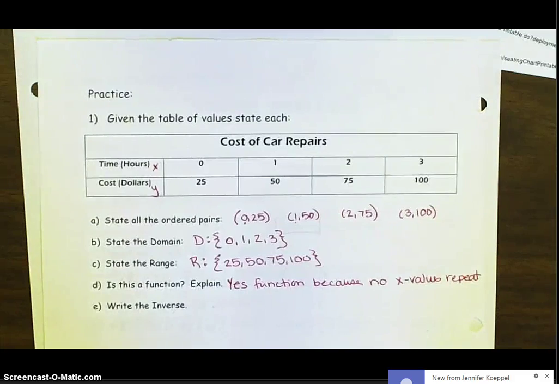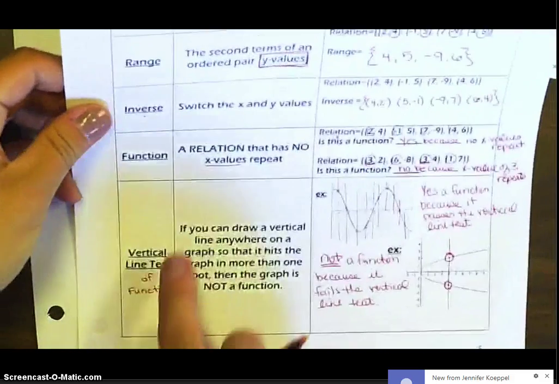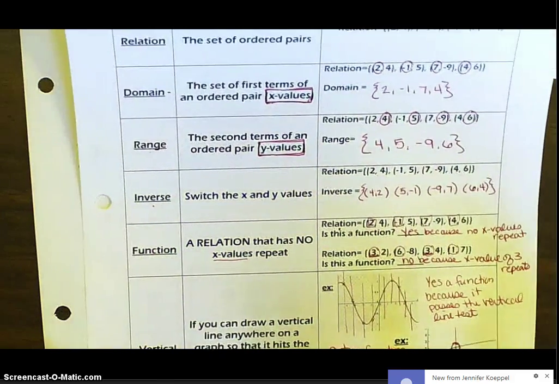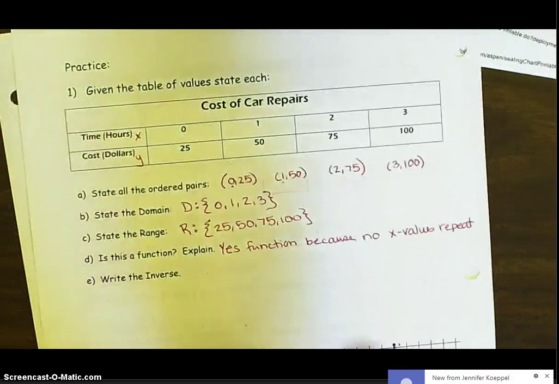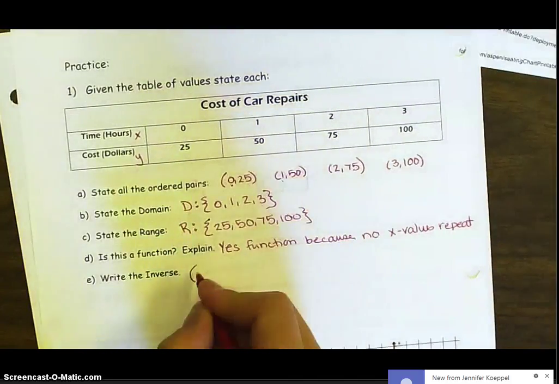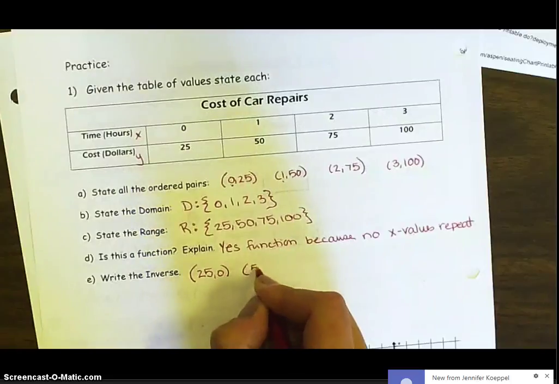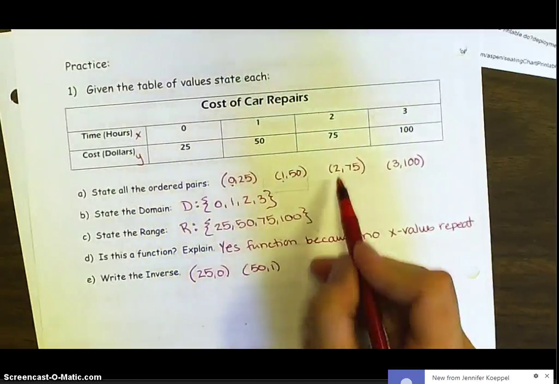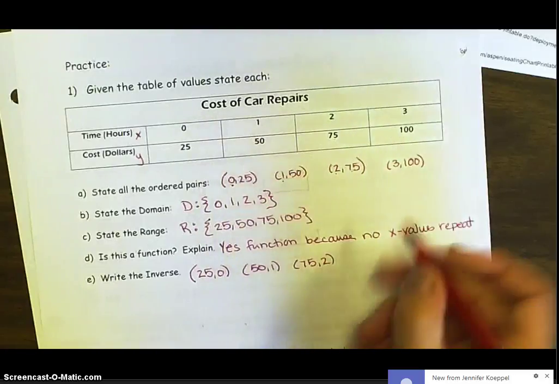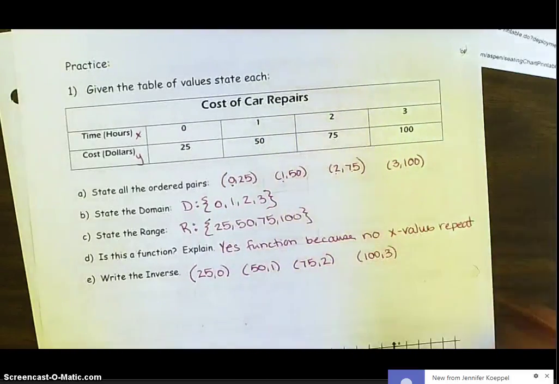Okay, part E, write the inverse. So let's go back. So the inverse, oh, there it is. We're going to switch the x and the y values. So let's take a look here. We're going to switch the x and the y. So instead of 0, 25, we're going to write 25, 0. And then 50, 1. Instead of 75, 2, it's going to be 75, 2. And the last one, switch the 3 and the 100, and we've got it.